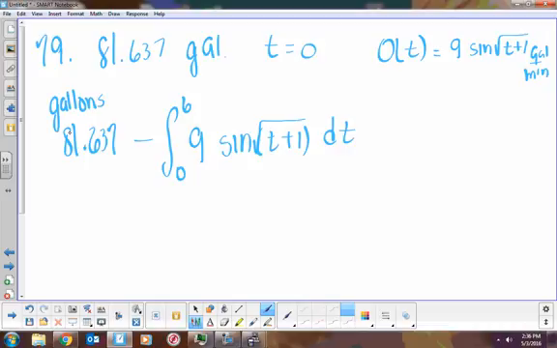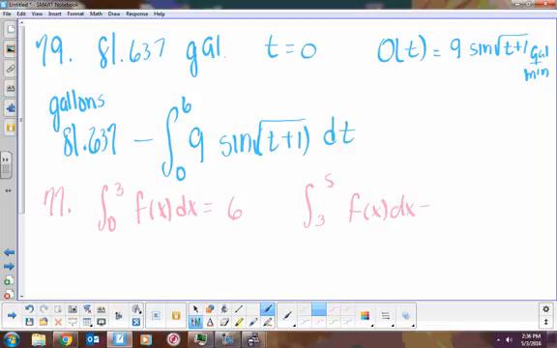So we're going to go back a page to number 77. This is now multiple choice, page 46, number 77. We've got the integral from 0 to 3 of f of x dx, and that is 6. We've got the integral from 3 to 5 of f of x dx, and that is 4. They're testing your limit properties. They're telling us the integral from 0 to 5 of 3 plus 2f of x equals what?